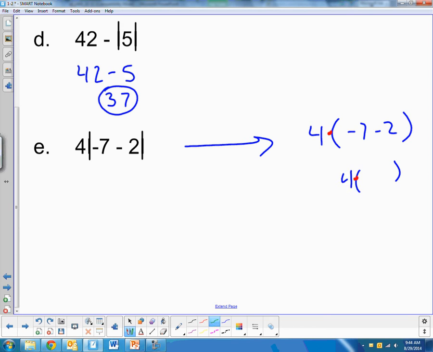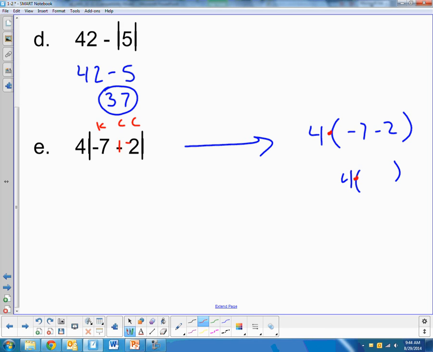Going back to our problem, though, we've got 4 absolute value bar, negative 7 minus 2. So just as the first problem, just like C, we need to get those absolute value bars just around one number. So we're going to do negative 7 minus 2. It's a subtraction problem. So I'm going to want to do keep, change. Change it to addition, change the sign of the next number. Now I have negative 7 plus negative 2.